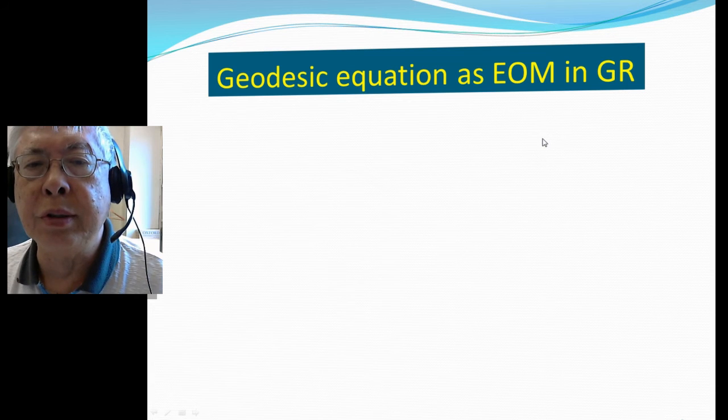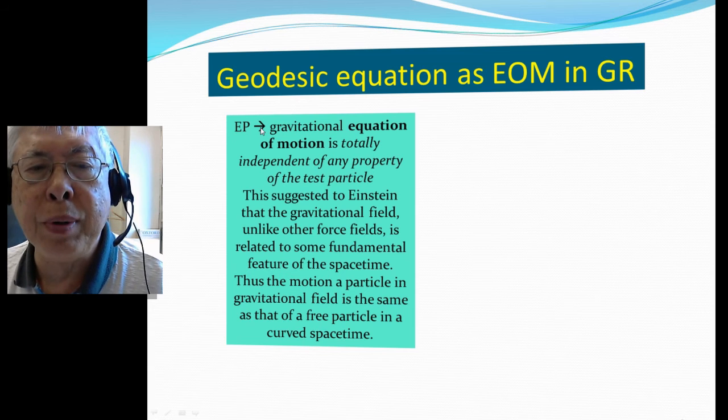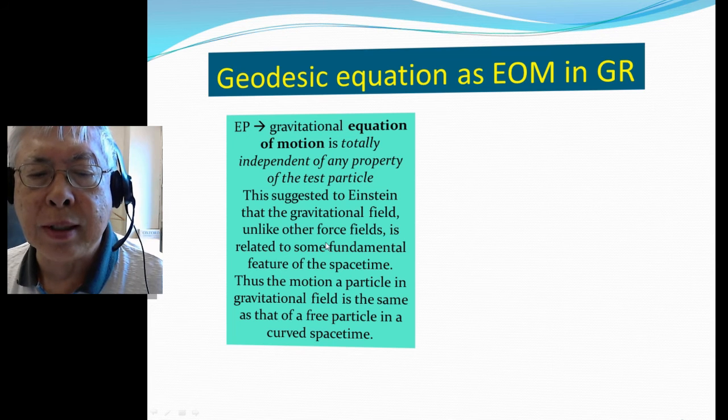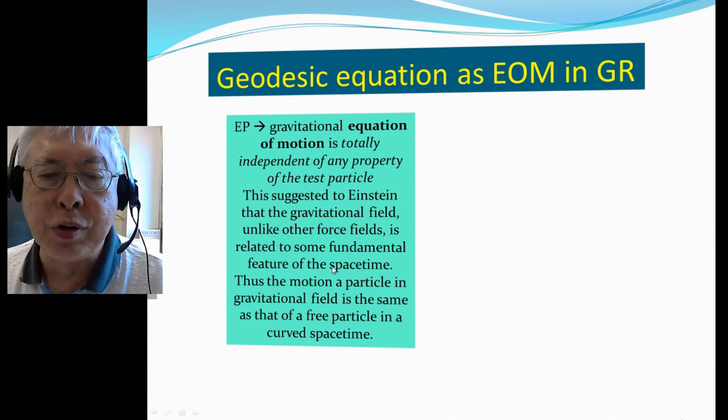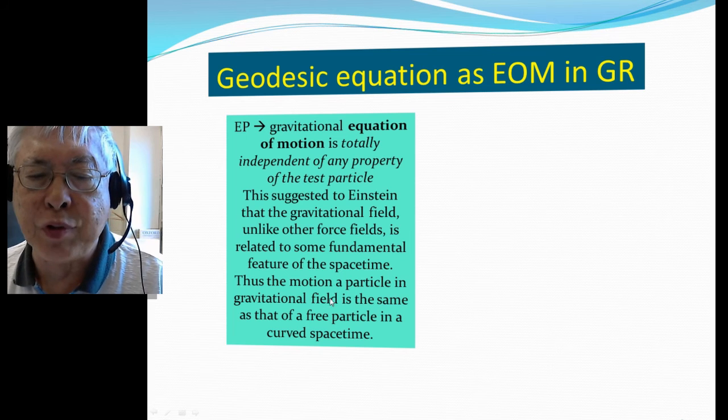So the geodesic equation we identify as the equation of motion for GR. Remember, the equivalence principle says the gravitational equation of motion is totally independent of any property of the test particle. Remember, the cancellation of gravitational and inertial mass makes the equation just acceleration equals g. This suggests to Einstein that the gravitational field, unlike other force fields, is related to some fundamental feature of space-time, which he identified as the curvature of space-time. Thus, the motion of a particle in the gravitational field is the same as a free particle in a curved space-time. Because it's not due to a force, but the underlying space-time tells how a particle moves. So in some sense, it's a free particle.